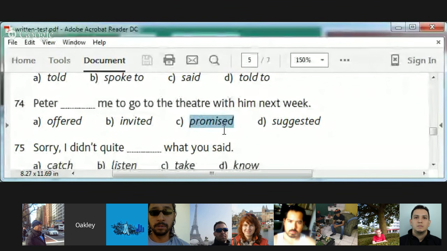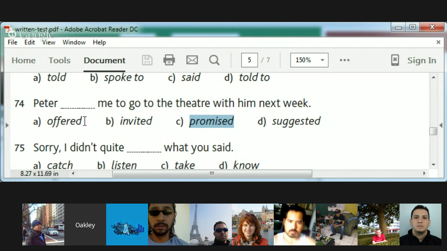"Peter promised me going to the theater." Man, no. No. "Promise going." We can't use a gerund after promise. Ah, okay. No, we can use an infinitive after promise. "He promised to come to the party." I can't say "he promised coming to the party." I can't. Okay, so here's a main verb that just won't take it, refuses to take a gerund.